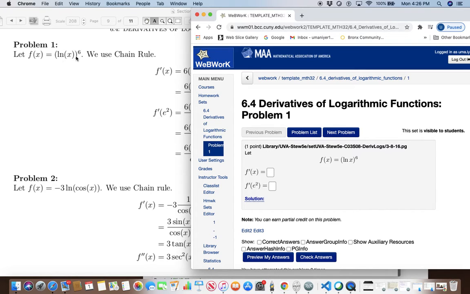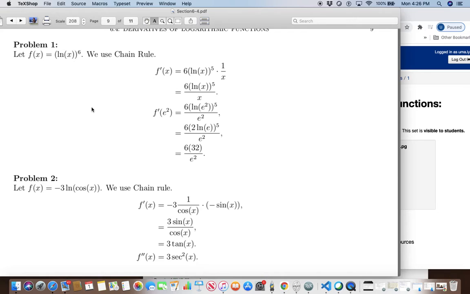f(x) is the 6th power of natural log x, so we need to use the chain rule. The 6 comes down, the power reduces by 1, times the derivative of natural log, which is 1 by x. So what did we do? We used the chain rule. Combining it all together, you have 6 times (natural log x) to the 5th power over x. That's your derivative.